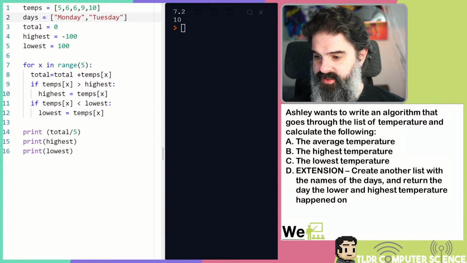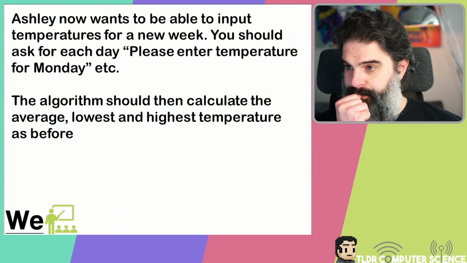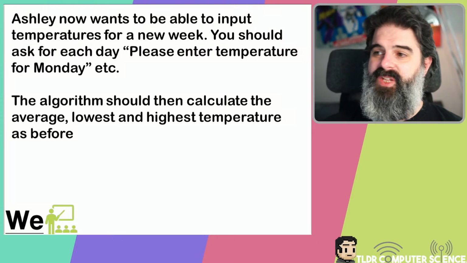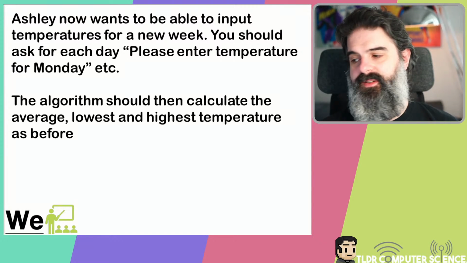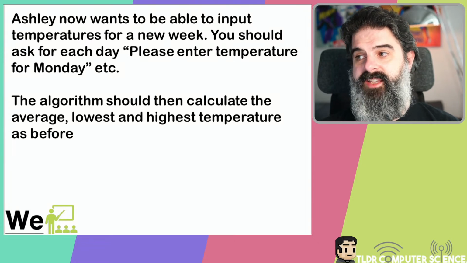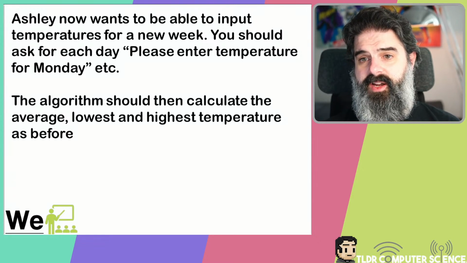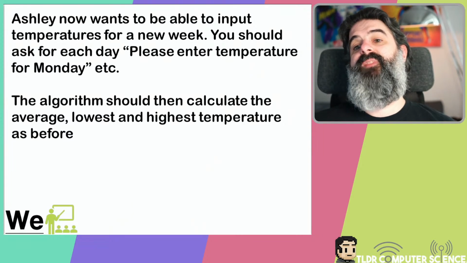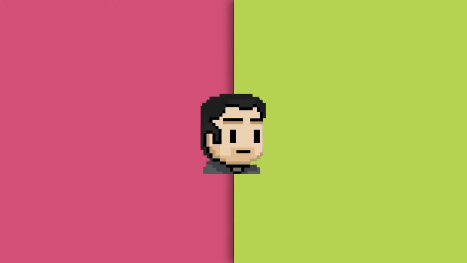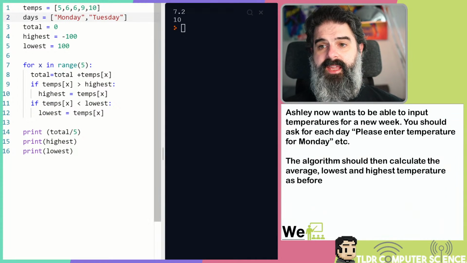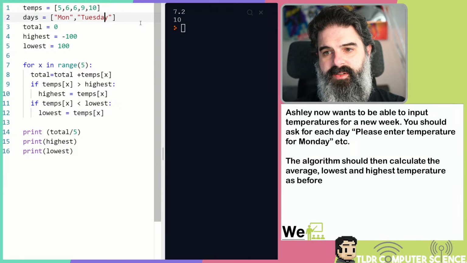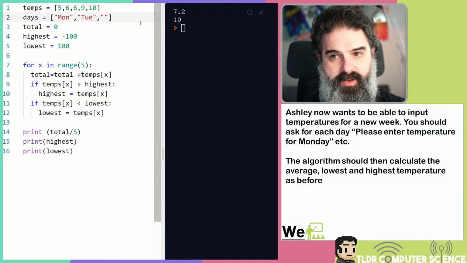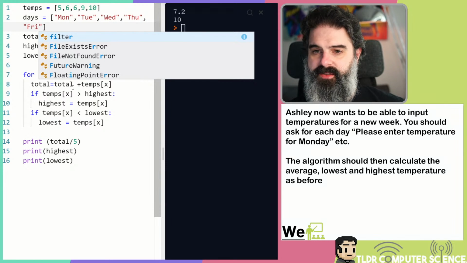Let's look at the next question. So the next question is this one. Ashley, so we're still in the problem, now wants to be able to input temperatures for a new week. Where before you've inputted the temperatures, now it's saying you should ask for each day: please enter the temperature for Monday, Tuesday, Wednesday, Thursday, Friday. To achieve that, you're definitely going to have an array of all the calendar days. In fact, let me be a bit lazy. I'll say mon, tu, and Thursday, and then Friday. Okay, so you've got this.